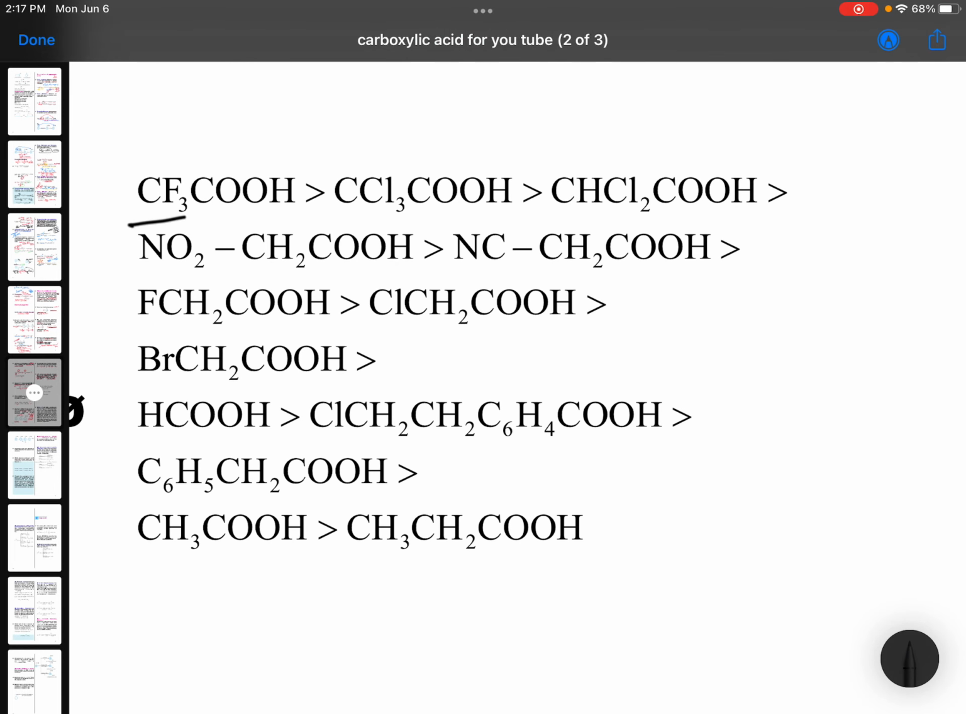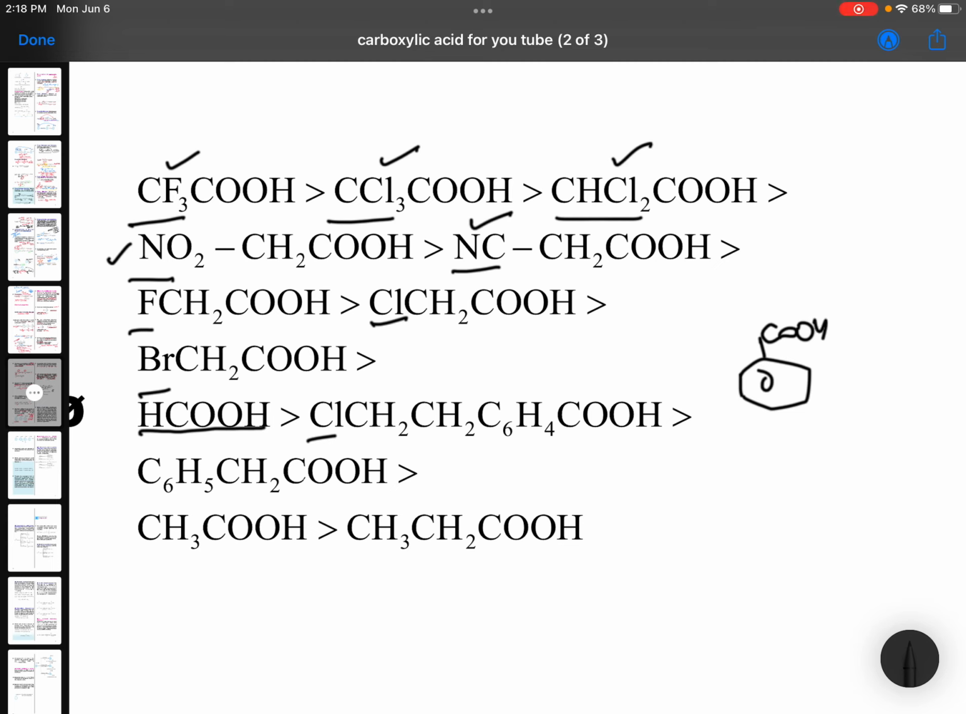You can see here CF3, CCl3, CHCl2, NO2, CN. You see 3 fluorines are there, 3 chlorines, 2 chlorines, 1 NO2 group, 1 cyanide, 1 fluorine, 1 chlorine, 1 bromine, no groups, formic acid, then chlorine. This is, you see, C6H4COOH, it is not like this, ClCH2CH2C6H4COOH. It is like benzoic acid. This is benzoic acid. Then CH2CH2Cl, C6H5CH2COOH, CH2COOH, and finally this one.